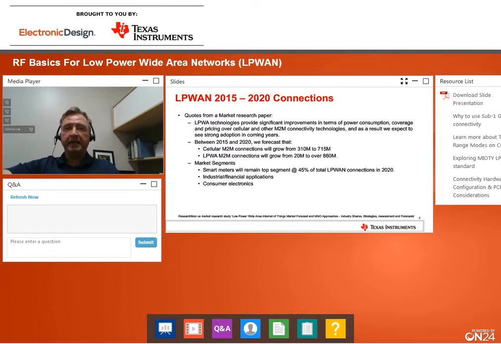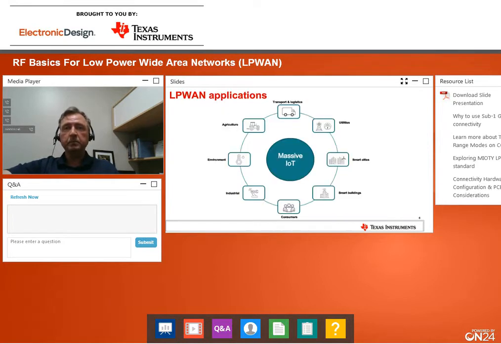The main market segment that has been driving growth for the last 20 years has been smart meters, and it will remain the top segment with approximately 45% of total LPWAN connections expected in the future. LPWAN applications can be used in a range of different end equipment like transport, utilities, smart cities. Of course, this is where the main focus has been over the last 10 to 20 years.